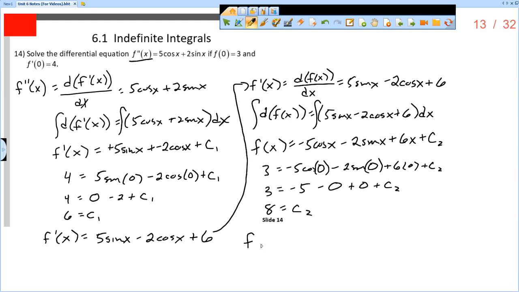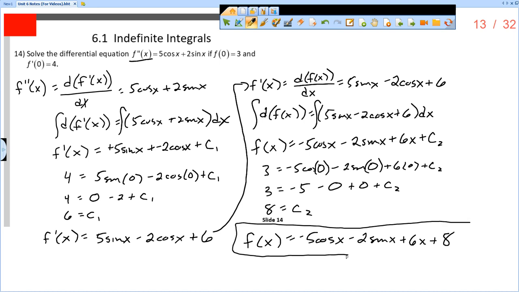So now f of x is equal to negative 5 cosine of x minus 2 sine of x plus 6x plus 8. And so that is the solution to the differential equation.